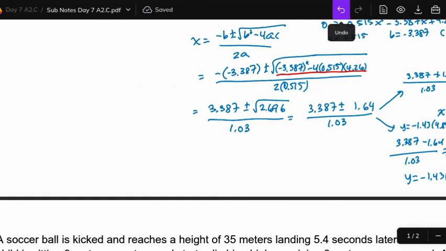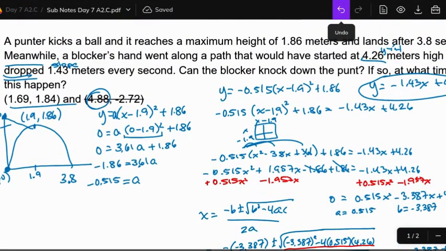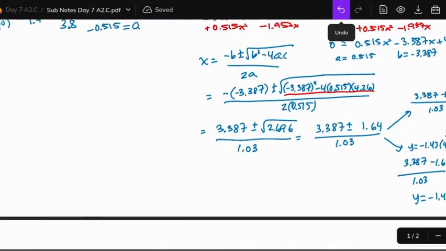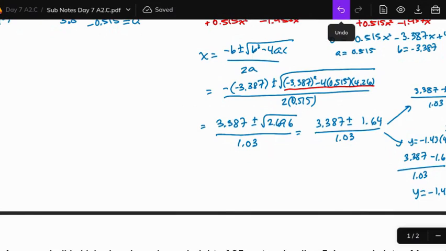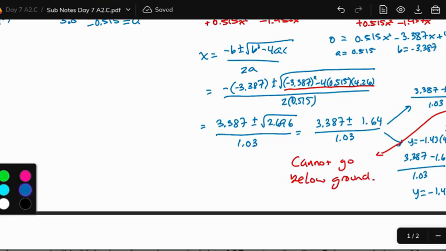So the reason why one of these is not accurate is because we are talking about how the blocker can knock down the punt. If so, at what time does this happen? And we knock down a punt when it's above ground, because a ball cannot go below ground. And a negative y value is telling us that it's going below the ground. So the reason why we're crossing this one out is because we cannot go below ground.